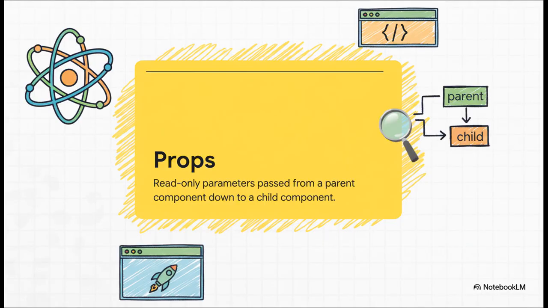The main way that information moves around in React is through something called props. The easiest way to think about it is this: data only flows one way, downhill. A parent component passes props down to a child component, kind of like passing arguments into a function. It's a one-way street, and the child can only read the props, it can never change them.